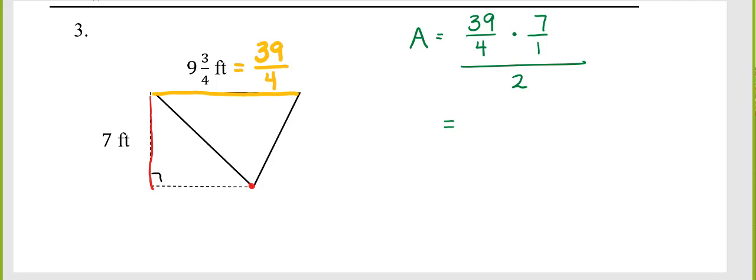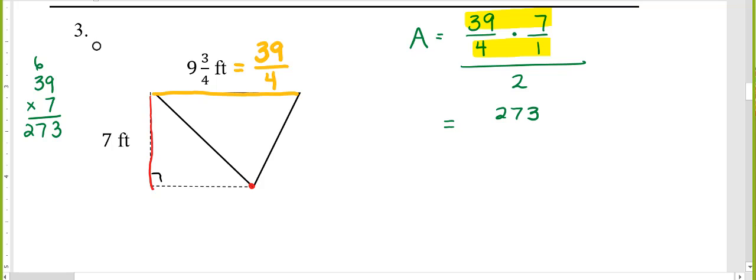So let's go do the multiplication here in the numerator first. When we're multiplying fractions, we multiply the numerator, we multiply the denominator. What is 39 times 7? 7 times 9 is 63. 3 times 7 is 21, plus 6 is 27. So we have 273 over 4 times 1 is 4.